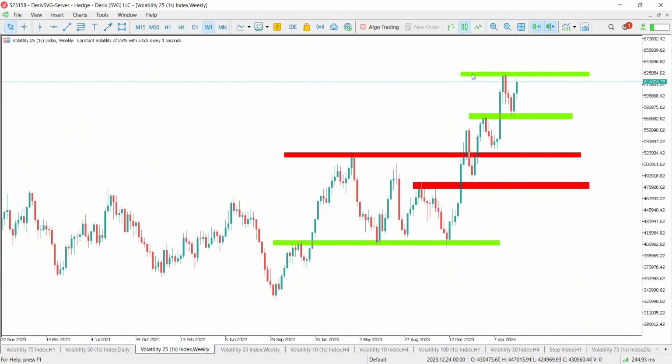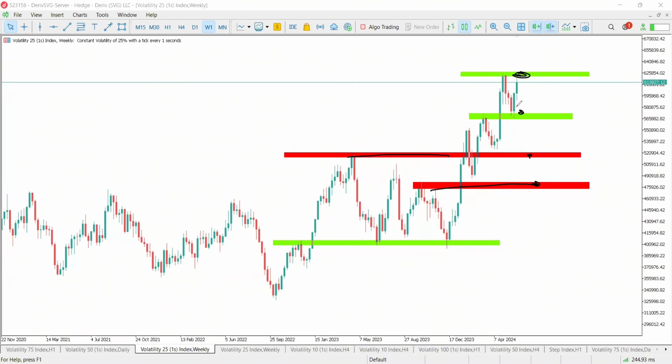So now we have already identified our levels that we want price to react to. So either we can take trades from here, or we can take trades from here, or we can take trades from only these levels here. But also remember, these red levels here can act as our targets if the market becomes bearish.